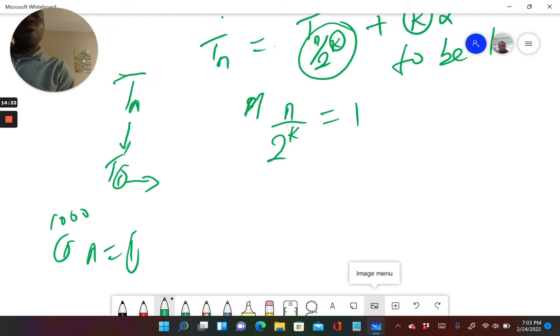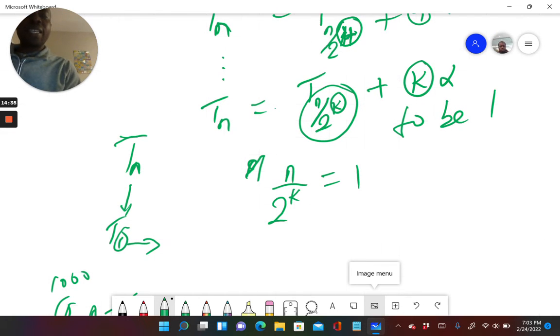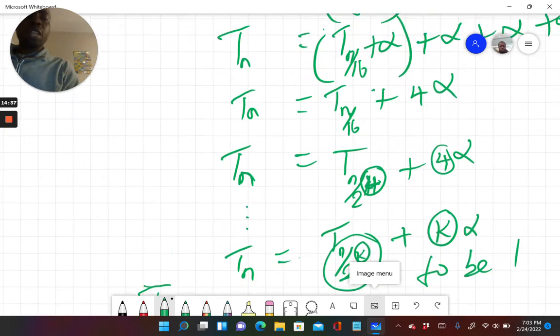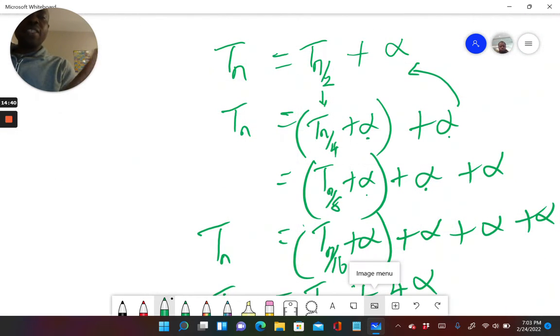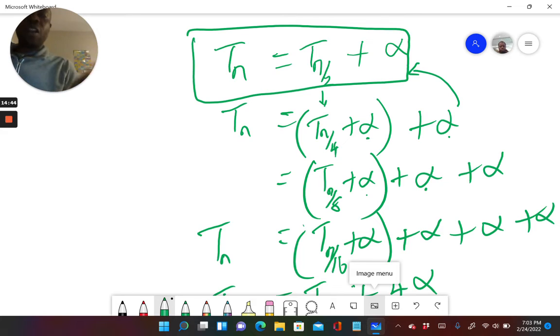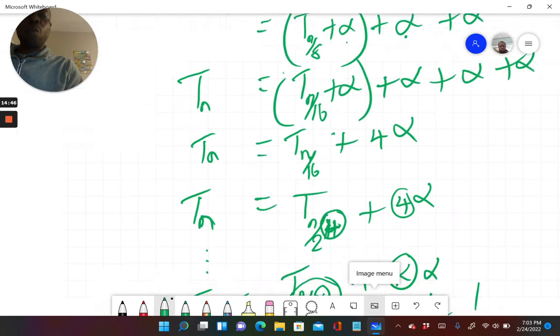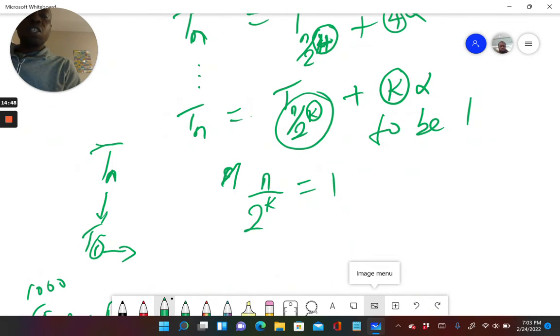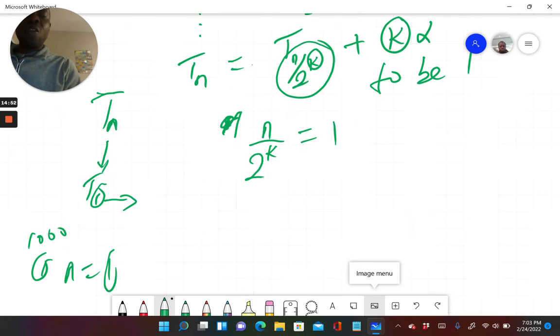So you want to make sure the subscript at this right hand side becomes 1. You started from this. You must understand this relation based on the nature of the algorithm, and you have to go that way until the subscript at the right hand side is 1. That means n over 2 raised to the power k equals 1. That implies n equals 2 raised to the power k.